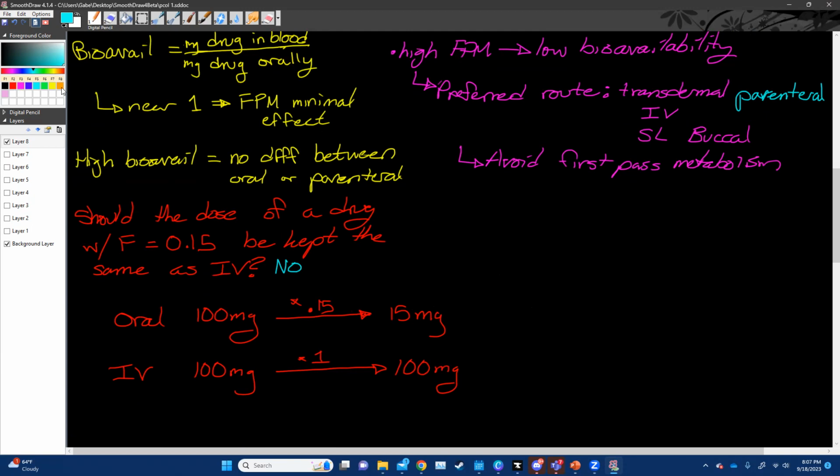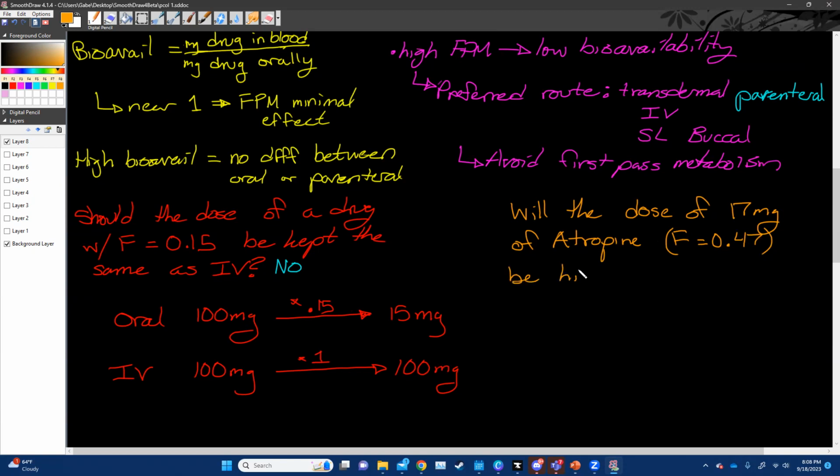So let me ask another question. Will the dose of 17 milligrams of atropine, bioavailability equals 0.47, be higher or lower than its inhaled dose? Potentially higher.